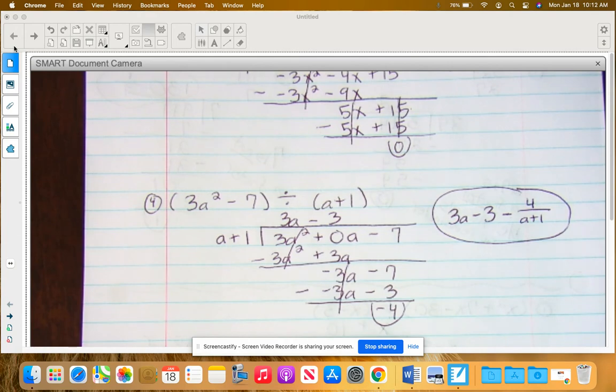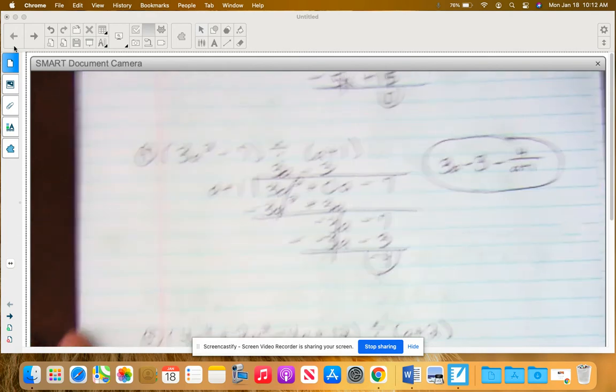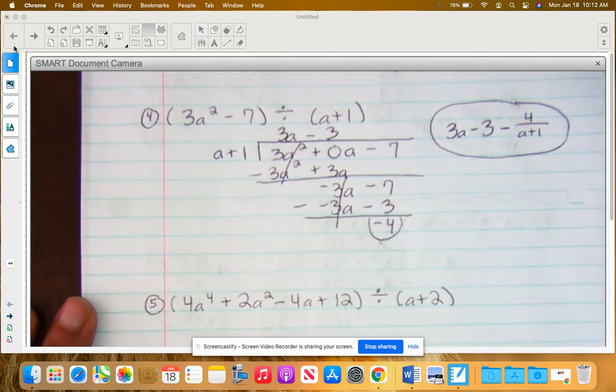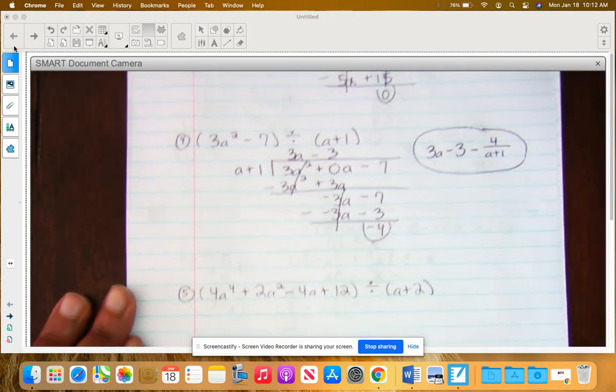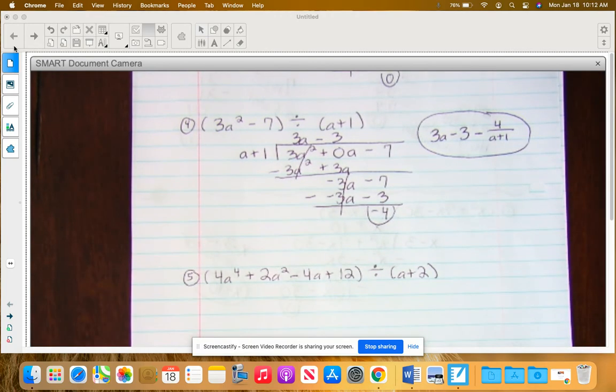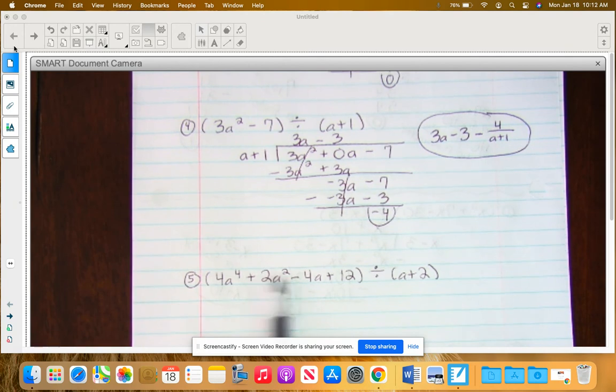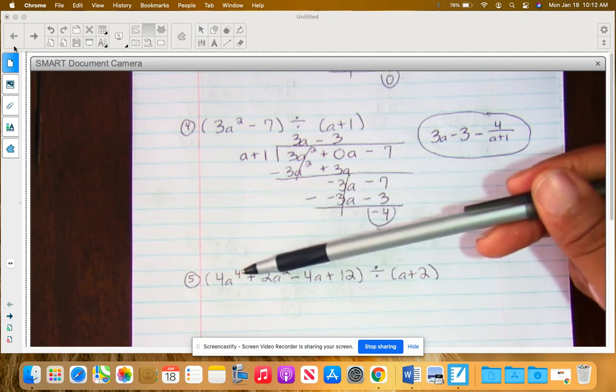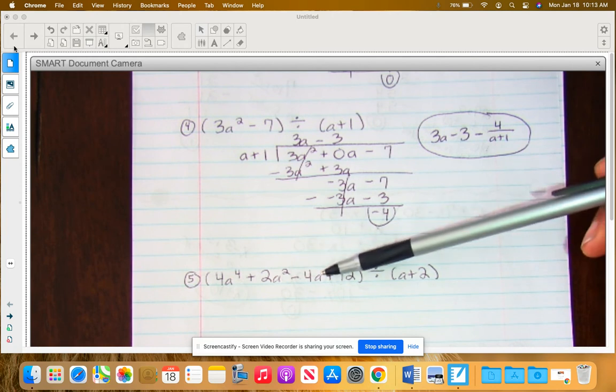Last one, and then you can go try some by yourself. I'm not going to go through this whole division problem, but I am going to set it up so that you can know what a placeholder is in case you still don't know. So notice this goes from a to the fourth to a squared. We are missing a to the third power. Your exponents have to go in order, and there has to be a number for every single thing. A to the fourth, a squared, a to the first, and then a number.